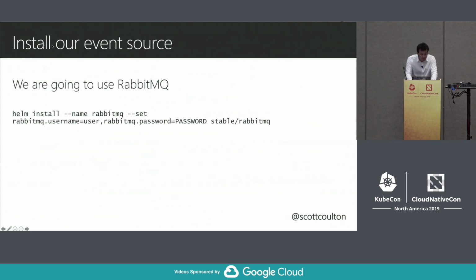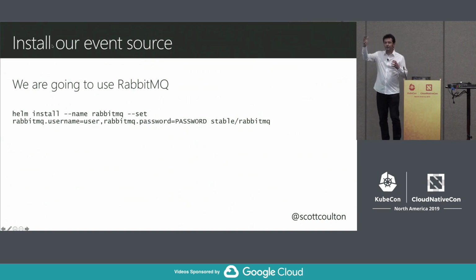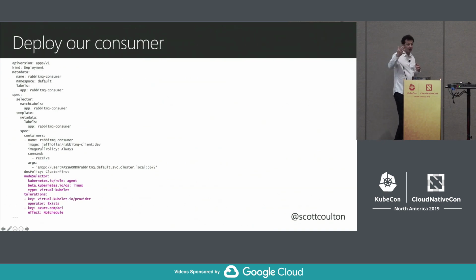And so when you're deploying the consumer here, you can see that I have the node selector that tells me that that container that I deploy as a RabbitMQ consumer, that's going to consume events from Rabbit, I want that to be deployed with ACI. And so that's the snippet of text that you saw in the YAML before.